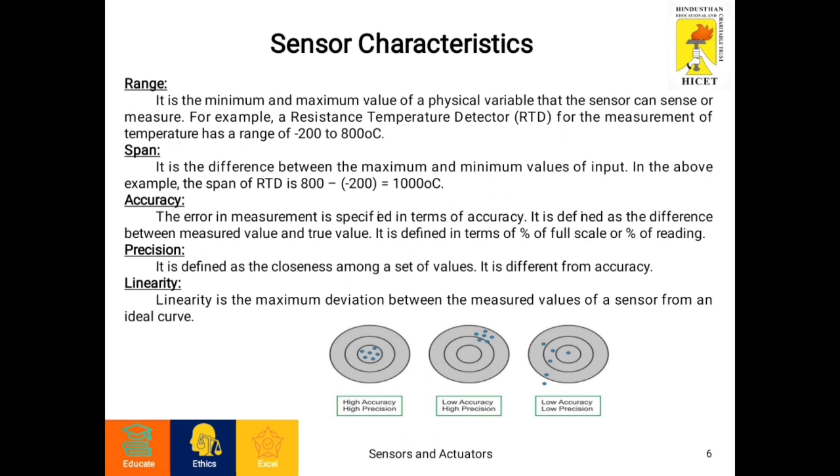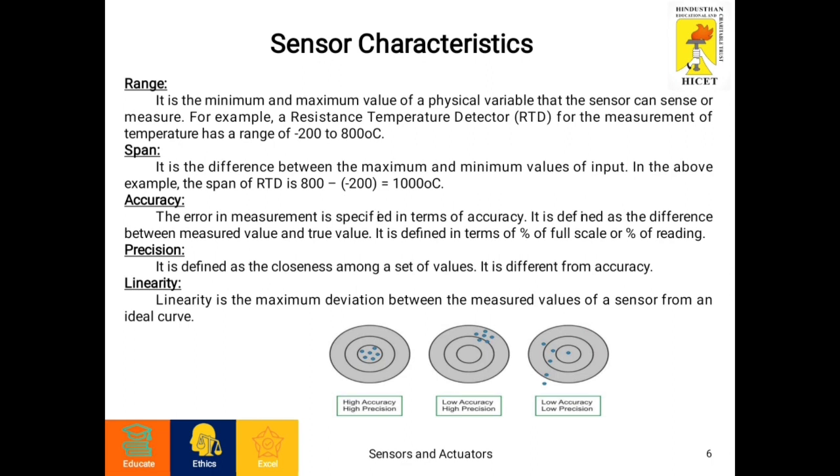It is the difference between the maximum and minimum values of input. In the above example, the span of the RTD, that is the resistance temperature detector, is 800 minus minus 200 degrees Celsius, which is equal to 1000 degrees Celsius. The third one is accuracy. The error in measurement is specified in terms of accuracy. It is defined as the difference between measured value and true value. It is defined in terms of percentage of full scale or percentage of reading.